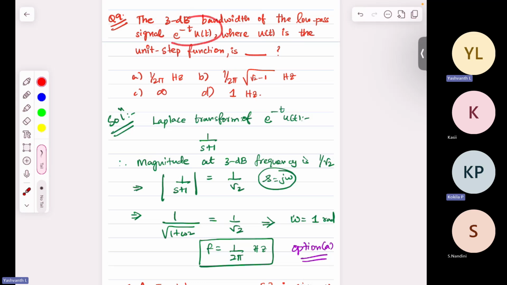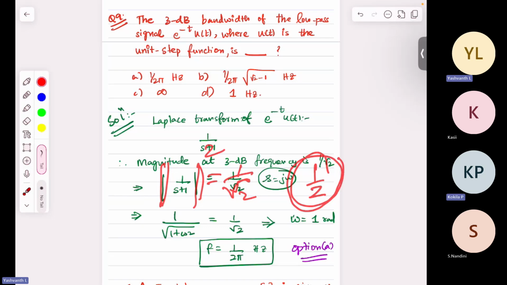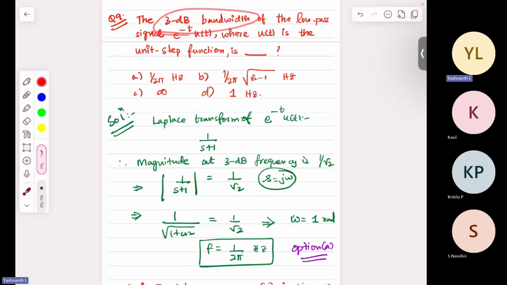We know e power minus t into u of t has a Laplace transform 1 by s plus 1. Put s equal to j omega, because you need to get the Fourier transform. Fourier frequency response means Fourier transform. So at s equal to j omega, the magnitude of the response should be equal to 1 by root 2. Why root 2? Because if you square both sides, it becomes half, because the energy is equal to half. That determines the 3 dB bandwidth.